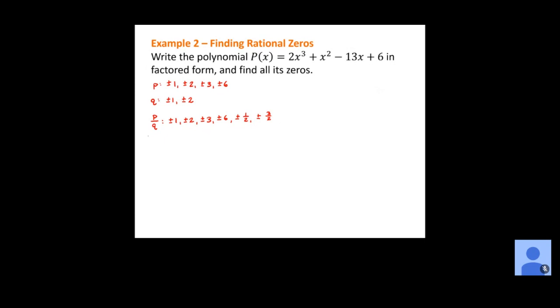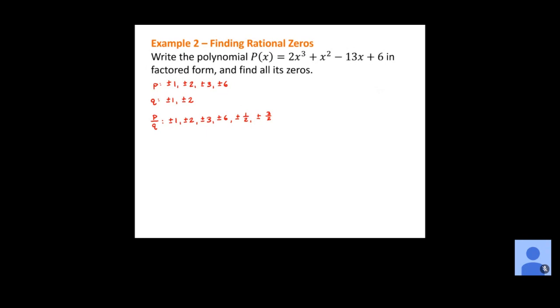Okay, so this is now my list of P over Q's. These are the possible rational zeros of that polynomial. Any questions about how we got that list? All right. How many options do we have this time? Can I do that part again?